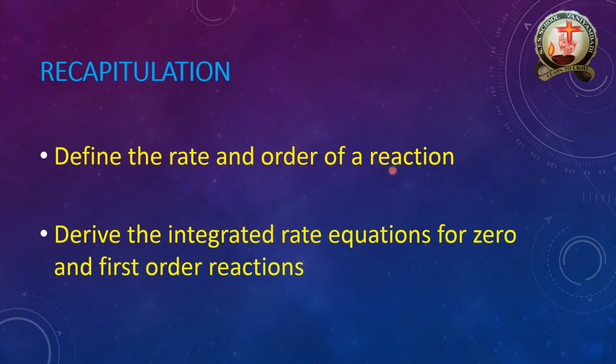Rate is nothing but how fast the reaction is going to complete. This is called a rate. Order of the reaction is nothing but that which depends upon the concentration of reactant or product. So these two things we have learned from yesterday's video. Then the integrated rate equation.